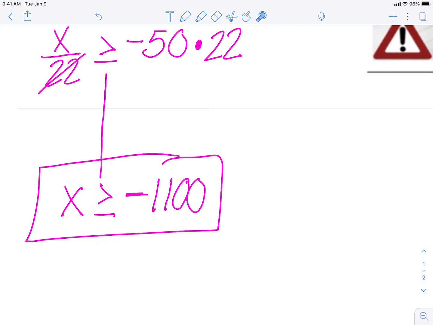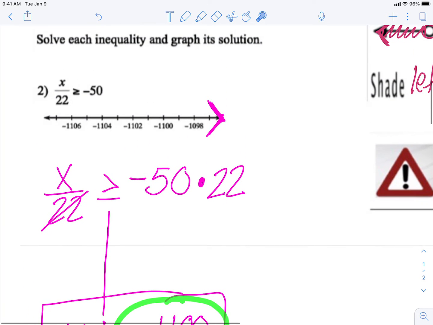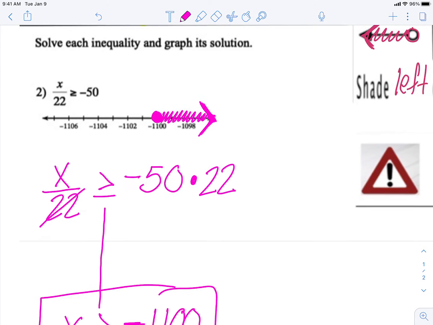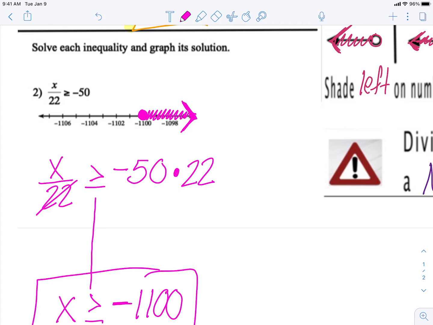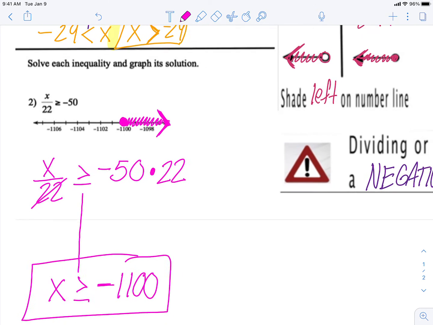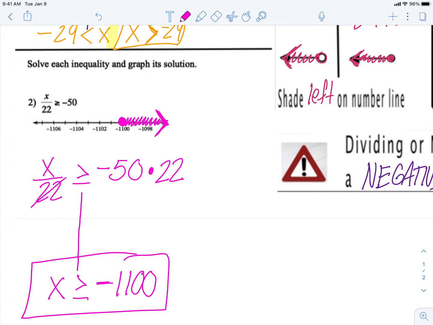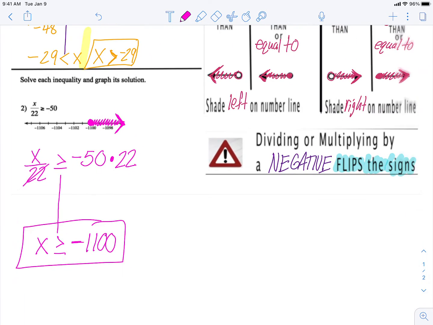So I know it's going to be a closed circle on -1,100. So closed circle on -1,100. And I know I'm shading to the, graphing to the right. And there you go. There's the second example, right?